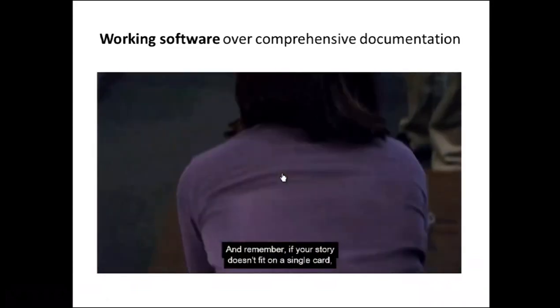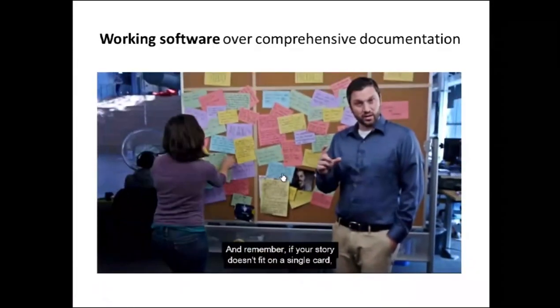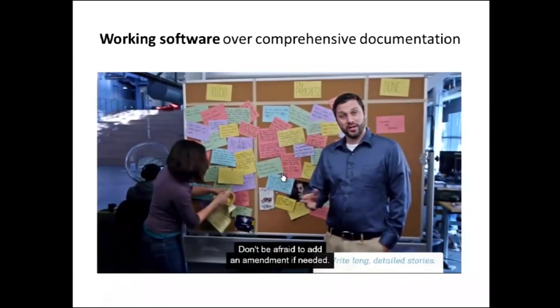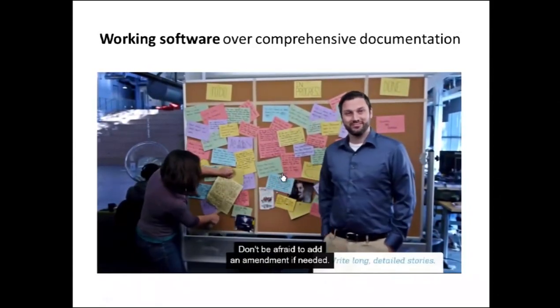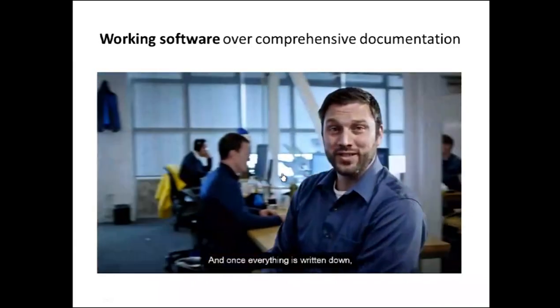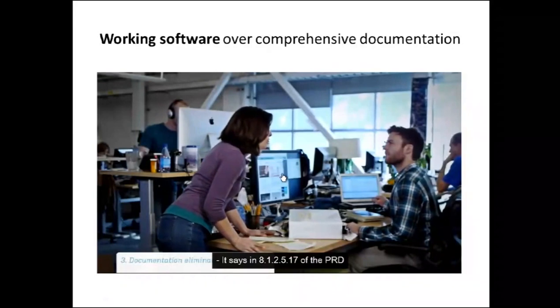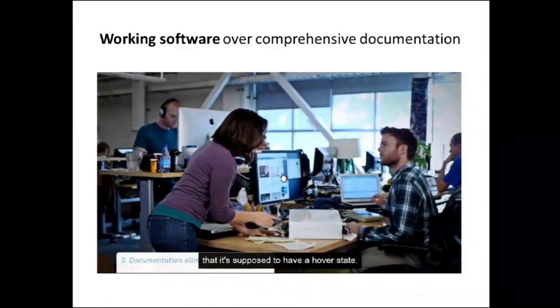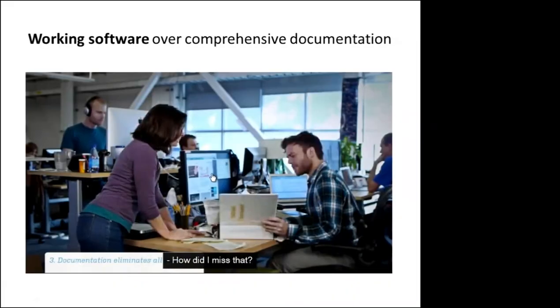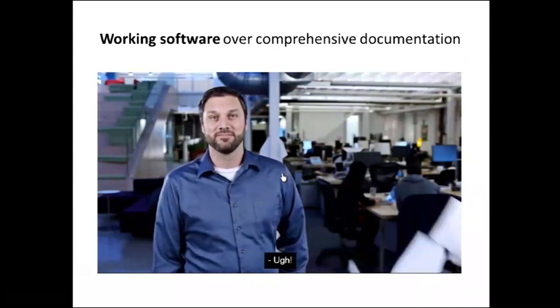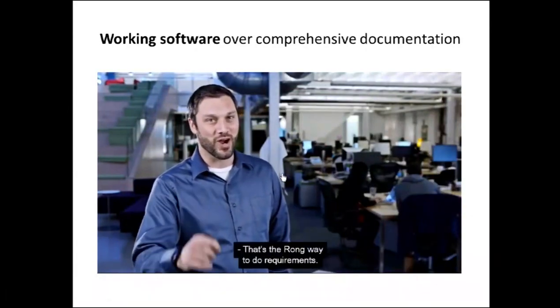And remember, if your story doesn't fit on a single card, then it is too short. So keep writing. Don't be afraid to add an amendment if needed. And once everything is written down, then there is no confusion. It says in 8.1.2.5.17 of the PRD that it's supposed to have a publish date. How did I miss that? And most importantly, don't start coding until everyone has signed off on the specifications. And that's the wrong way to do requirements.